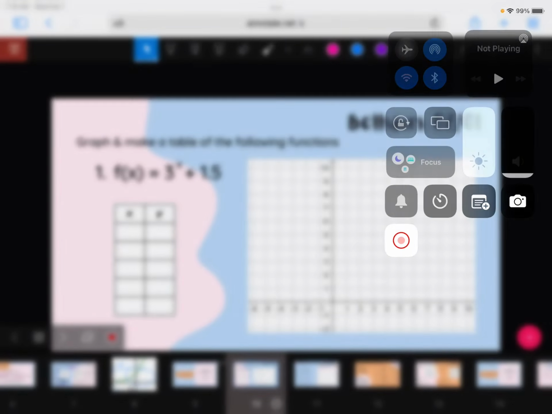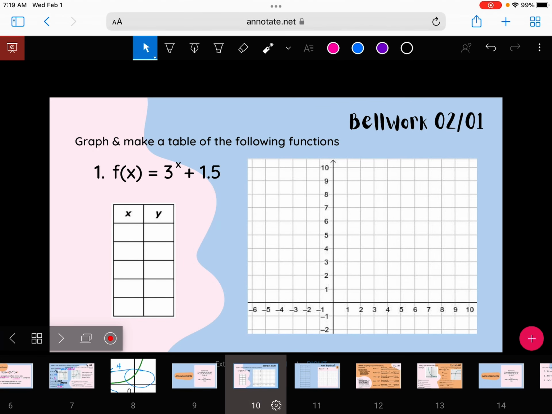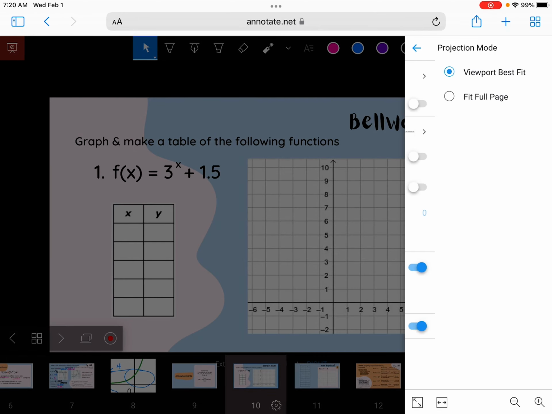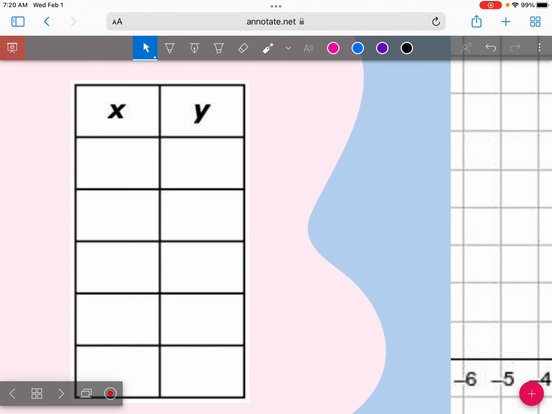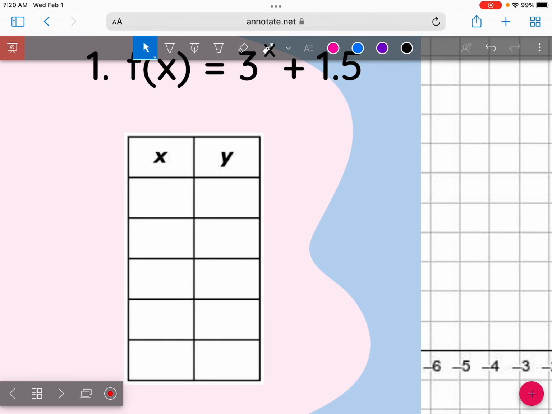Okay, cool. So this is just a little practice from yesterday, what we worked on yesterday. Just filling in the table and then graphing it. So, 3 to the x plus 1.5. Where should we start? Like what x's should we choose?